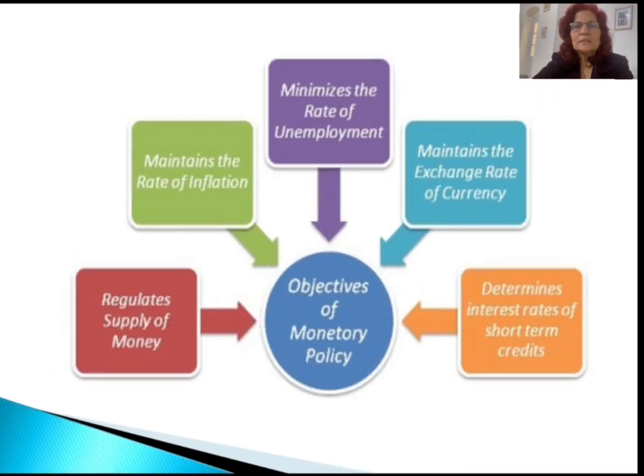Through this chart you can see the objectives of monetary policy. We have already explained them, and I'll repeat it again. The objectives of monetary policy: it regulates the money supply, minimizes the rate of unemployment, maintains the rate of inflation, maintains the exchange rate of currency, and determines interest rates of short-term credit. Short-term credit we have already discussed in our topic on the money market and capital market. The link is there on the channel, so you can have a look and go through it.